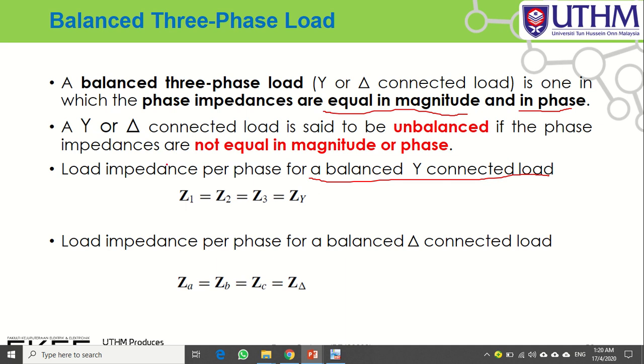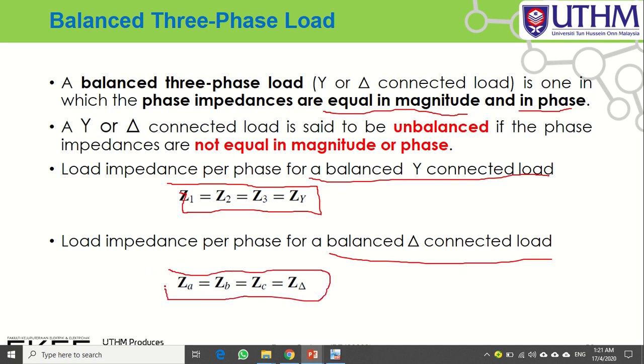So for the balanced Y connected load, we can write Z1 equal to Z2 equal to Z3, equal in magnitude and angle, and we call it ZY. For the balanced delta connected load, we can say that ZA equal to ZB equal to ZC, equal in magnitude and phase, or angle. We call it Z delta for the delta connected load, and ZY for the Y connected load. Clear?